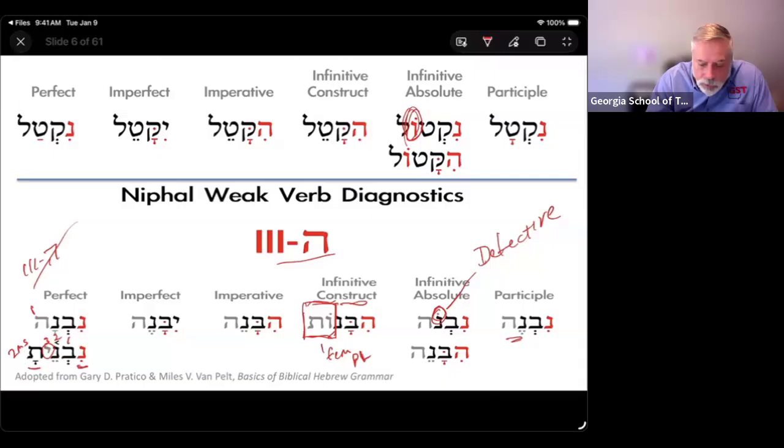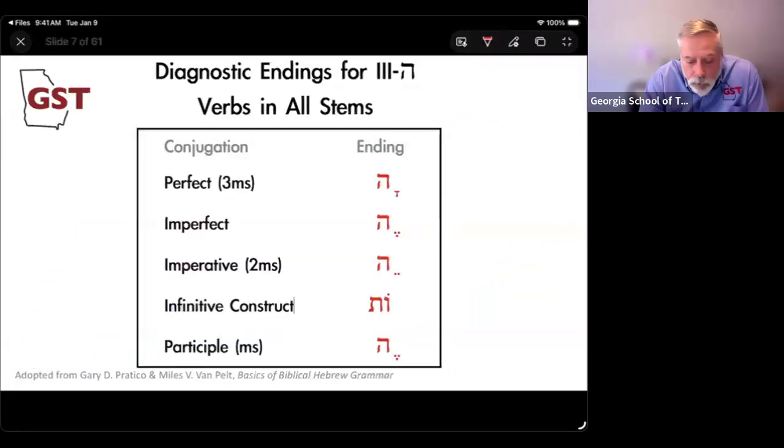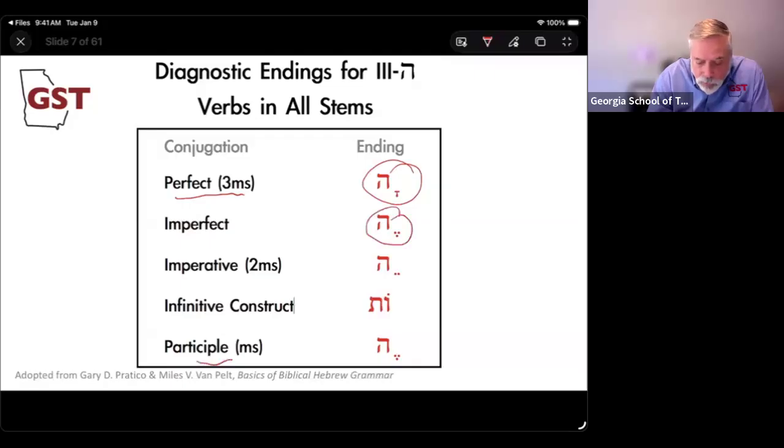All right. Let me just reiterate that in a different form. You've seen this before. In the perfect 3ms, we'll have a kametz hey. It's really good to know this and to memorize this. And the imperfect is a segol hey, the same as the participle masculine singular. In the imperative, it's a sareh hey, but in the infinitive construct, it's a holem vav tav. If you know those for third hey or third hey drops, these are the typical replacement forms, other than when it's a yod, typical yod sareh, for the third position.